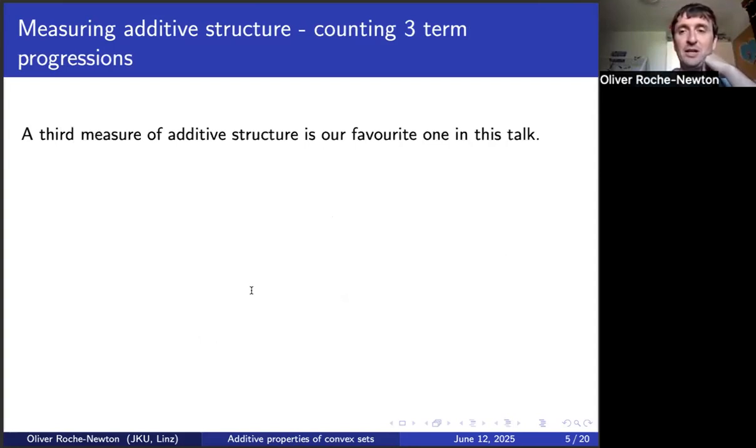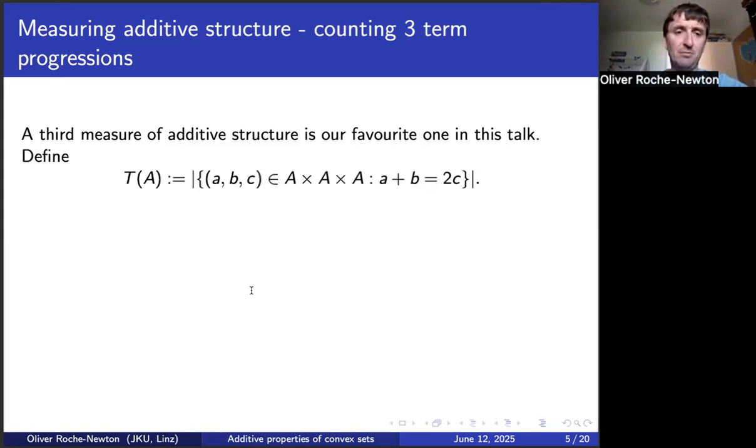So these are the classic measures, I guess, for the classic problems for convex sets. And in this joint work, we considered a different measure, which also feels like a very natural one to consider, which is counting 3-term arithmetic progressions. And that's the one I'm mostly going to be talking about today. So here's the definition. This T of A counts all of the solutions to this equation, A plus B equals 2C. It's a bit similar to the equation from the previous slide, except that one of the variables is repeating. It was the D equals C case of the previous slide.